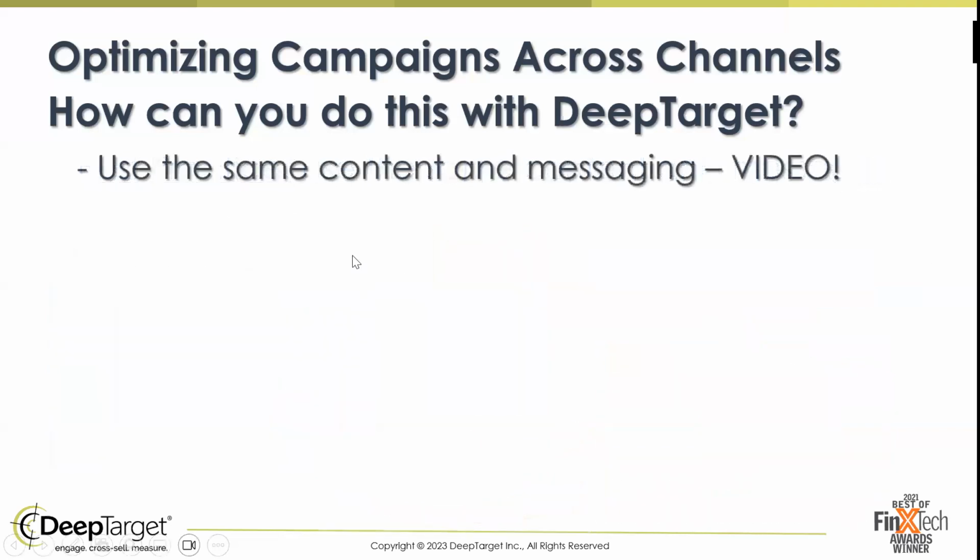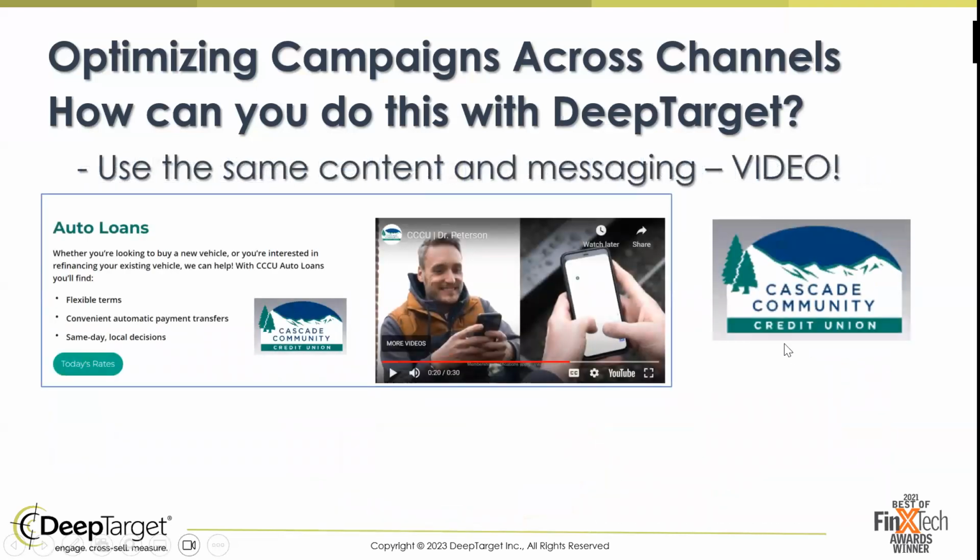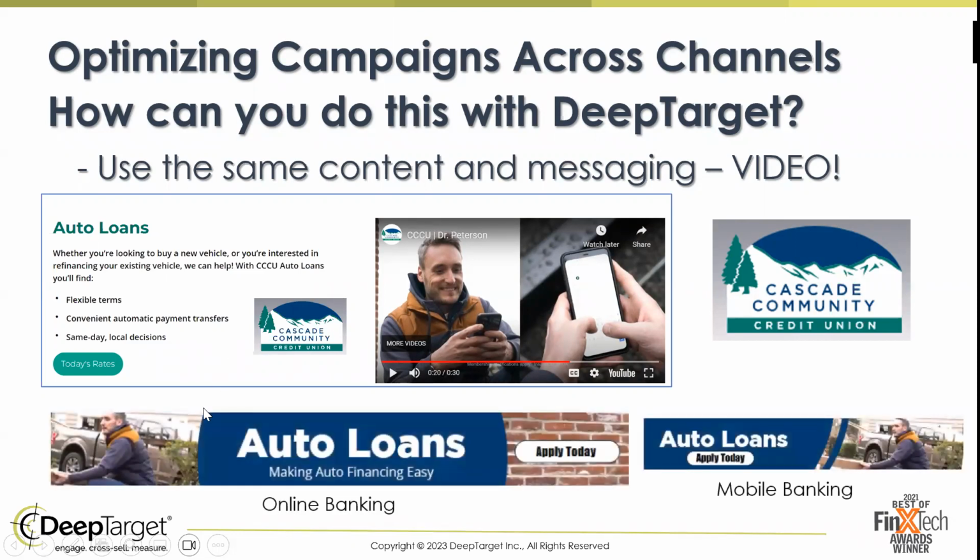And then one more. We've got Cascade Community showing an auto loan, and they've actually embedded a video inside of their website so that you can see it. And in online banking, they have the same member that they chose to also reinforce the content, the messaging, and so forth across them. So way to go, Cascade Community Credit Union.